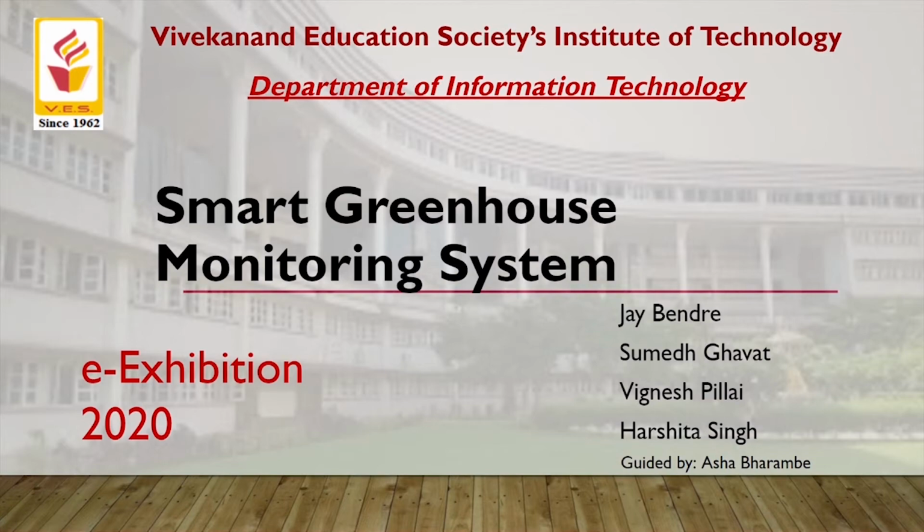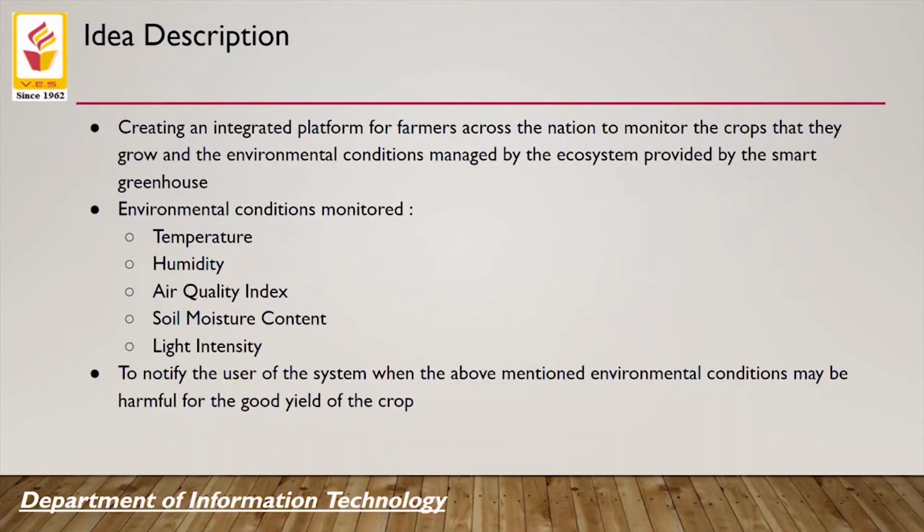Idea description. The main aim of the proposed system is to provide an integrated portal which the farmers can access to monitor the environmental conditions within the bounds of the greenhouse. Different environmental parameters such as air temperature, air humidity, air quality index, soil moisture content, light intensity, etc. are monitored by the system. The ecosystem provided by the greenhouse helps in simulating the environment for the best yield of the crop.